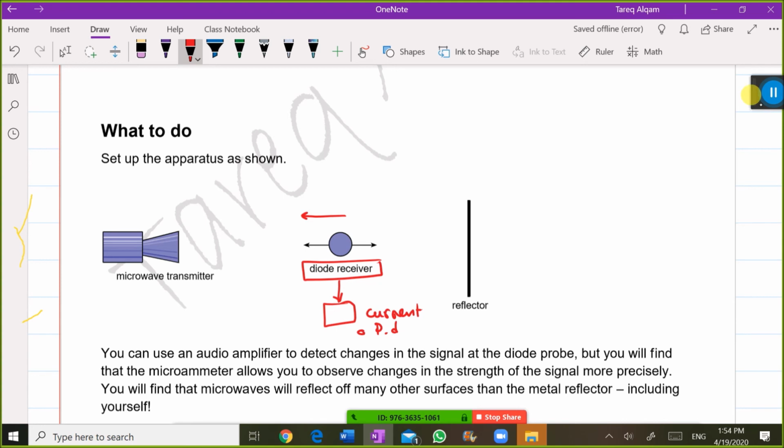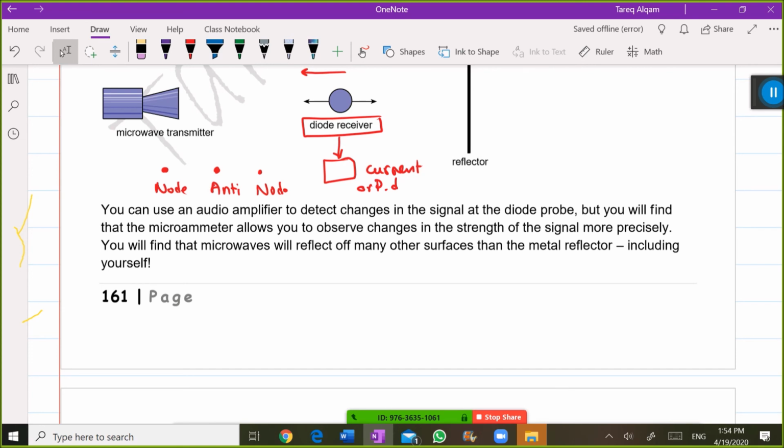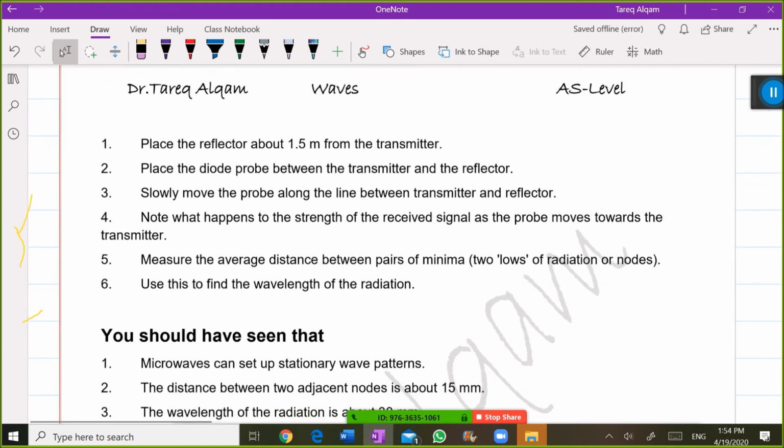Okay, at a certain position there will be low potential difference or low current. At a certain position we will have higher, lower, and so on. So here node, anti-node, node, and so on. By measuring the length between two nodes, we can find the wavelength, and the frequency of the microwave is given, so we can find the speed of the microwave.